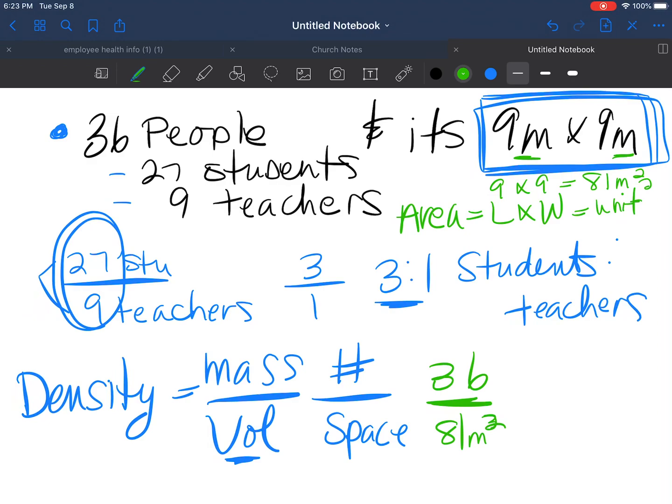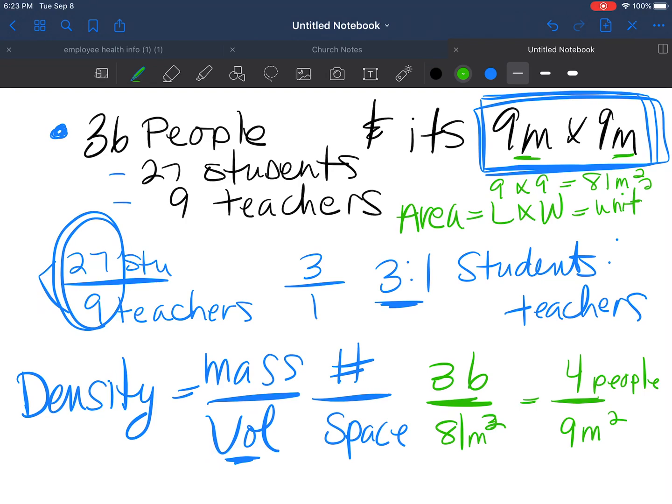Okay, now again, this is a ratio. We are calculating the density, but in terms of populations, we're really looking at ratios. So we have 36 and 81, and again, these numbers are divisible by 9 in this case. Okay, so we can divide or reduce it to 4 people per, that line kind of means per, 9 meters squared, right? Because if you divide 36 by 9, you get 4. You divide 81 by 9, you get 9.